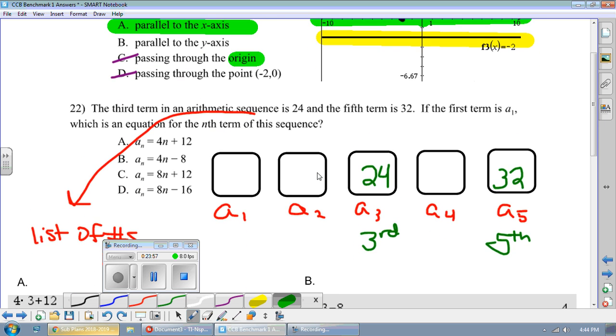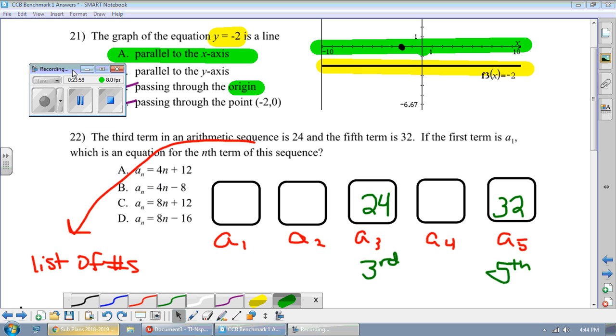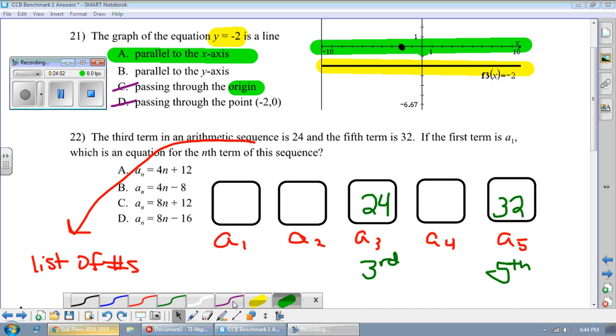Final question, kind of hard, but we definitely can figure it out. So this says that the third term in an arithmetic sequence is 24. An arithmetic sequence is just a list of numbers, and in the numbers you would add a certain number to each number to get the next number. Like counting by twos, 2, 4, 6, 8, 10, 12, you're adding 2 each time. Counting by threes, 3, 6, 9, 12, you're adding 3 each time. So that's an arithmetic sequence.